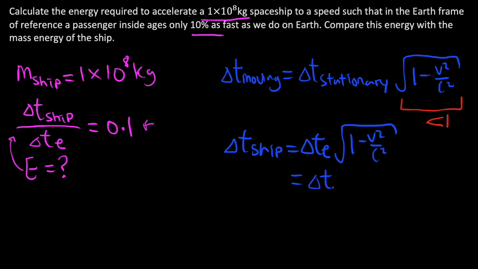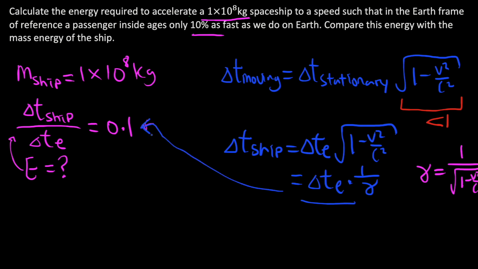And this is equal to delta T Earth multiplied by 1 over gamma factor. Right? Because we know gamma factor, so let me write this down. We define gamma factor as 1 over the square root of 1 minus v squared over c squared. So this is the reciprocal of gamma, so 1 over gamma. So by using the relation here, we can simplify the equation.